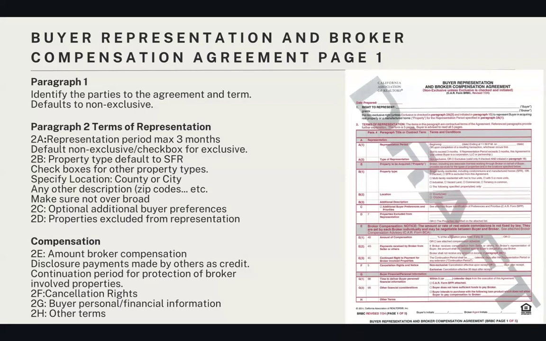Paragraph 2B, property type, defaults to single family residence. There are other checkboxes for other property types if you choose to do that, but it defaults directly to single family residence. You specify the location, county or city. Any other description is if you're going to use zip codes, etc. The caution is to make sure that you're not too overbroad. Don't say the state of California. You need to make sure that these buyer broker agreements are fairly well defined. Otherwise, you're going to run into problems down the road.